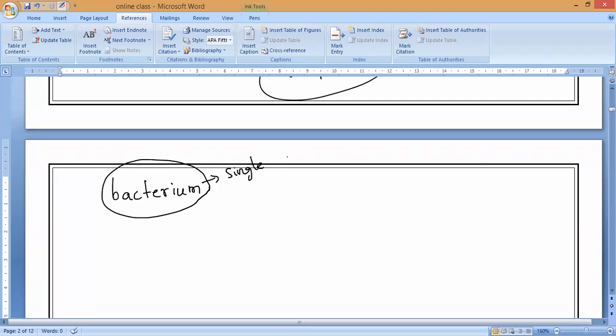Now, for example, suppose a bacterium produces two bacteria by asexual method only. It has produced two bacteria by asexual reproduction. Now, one bacteria becomes how many, guys?